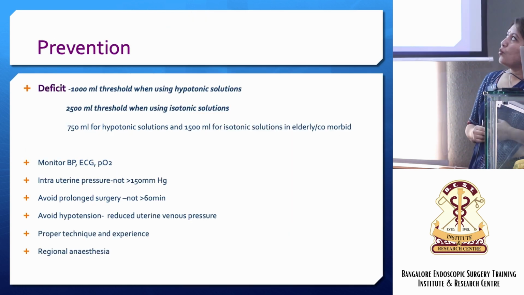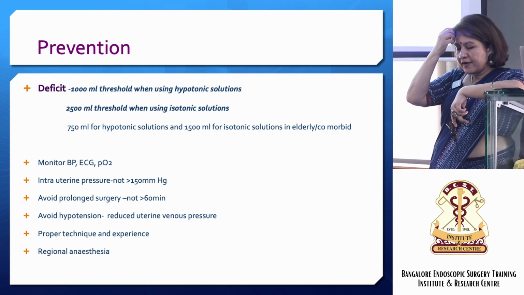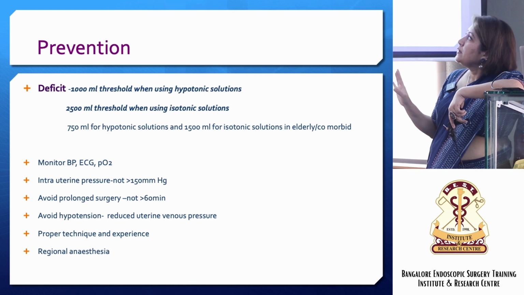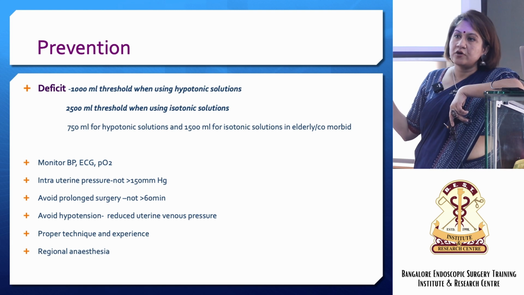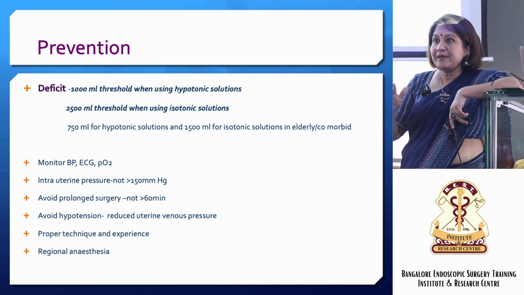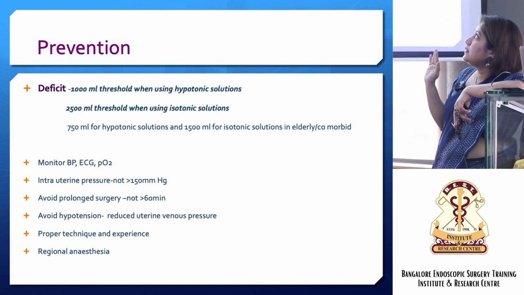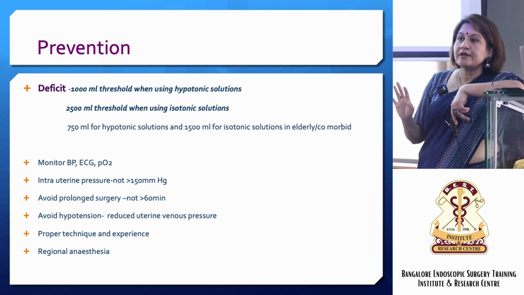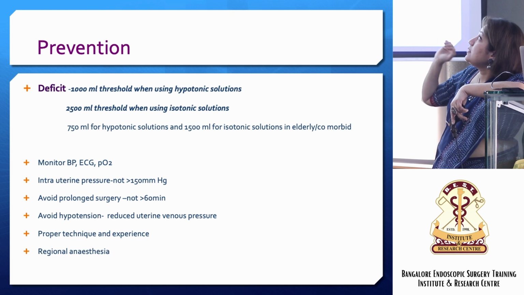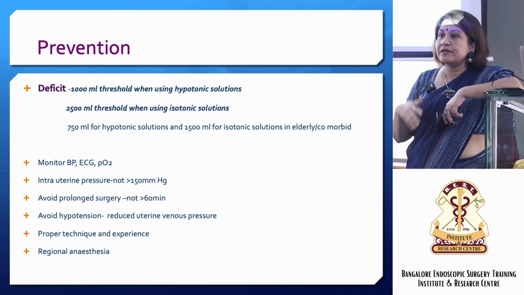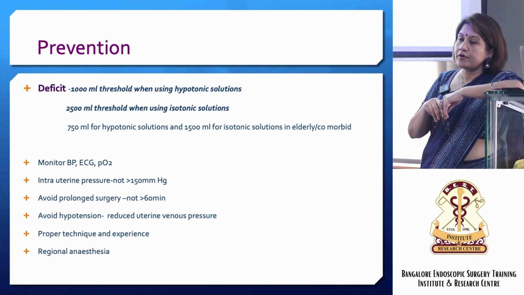So now, what are the deficits we are looking at? Earlier we would say 500 ml, but this is a newer guideline that has come up. A deficit of 1000 is definitely a threshold for a hypoosmolar solution like glycine. Preferably keep it at 500-600. This is the outer limit. The 1000 ml is the outer limit for glycine, but with an isotonic solution like saline, up to 2500 ml someone can tolerate. This I am talking about somebody who's young, like if you're doing it for infertility, who does not have any comorbidities. But if you are doing it in an elderly patient with comorbidities, then it's 750 ml for glycine and 1500 for the saline.